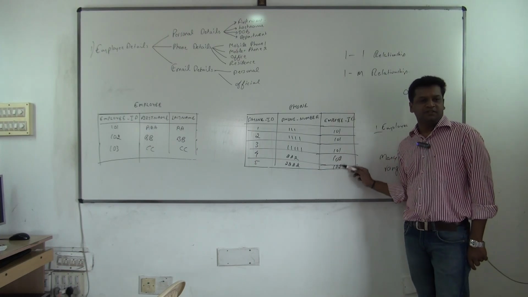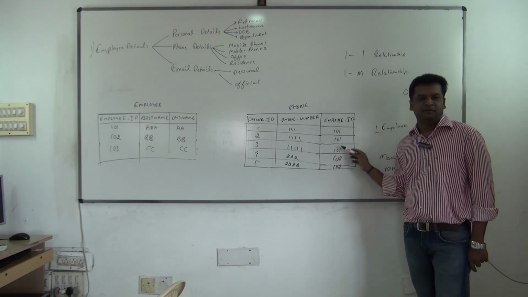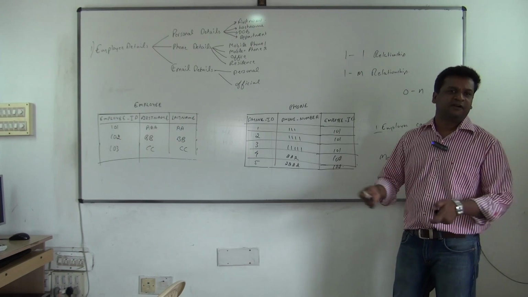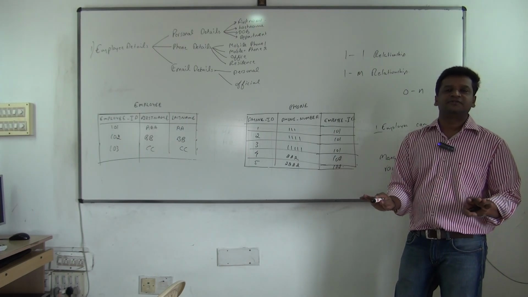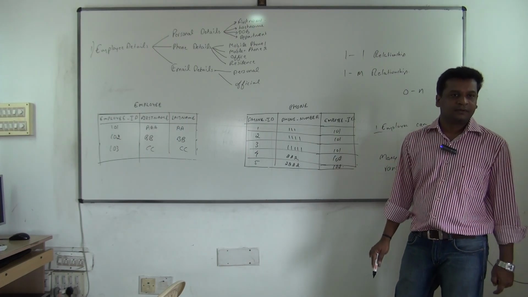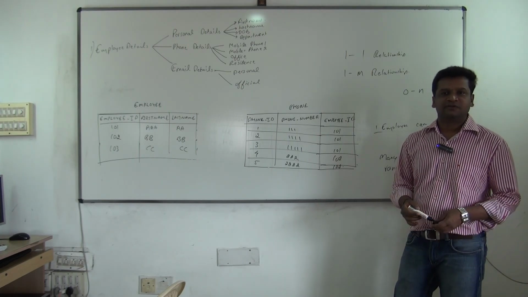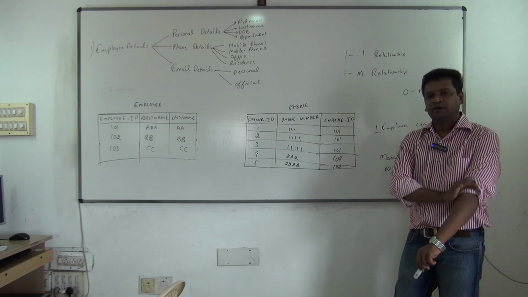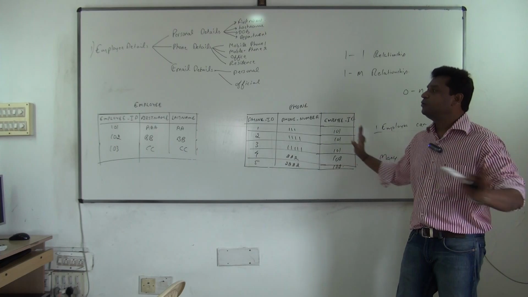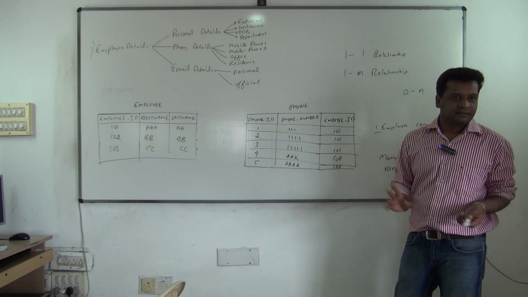B is having 2 phone numbers, A is having 3 phone numbers, and C is not having any phone number at all. Perfect. So there is no null value and no duplicate either. We have avoided both. But still the two tables are not related.